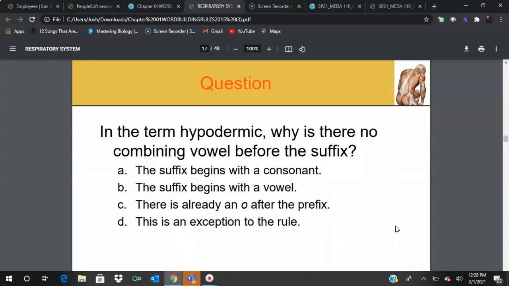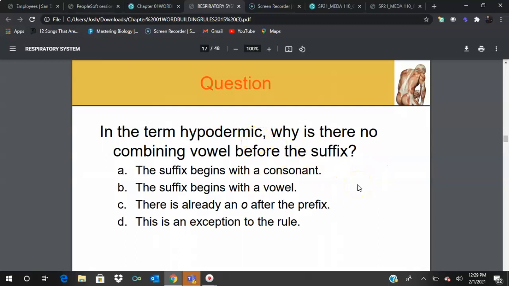So derm means skin, okay? The word hypo is a prefix. That is a word element that goes in front of the word root, okay? That is not our combining vowel right there. So when we're actually looking at this, our word root that we're looking at is derm, okay? And our suffix here is IC, which means pertaining to, okay?